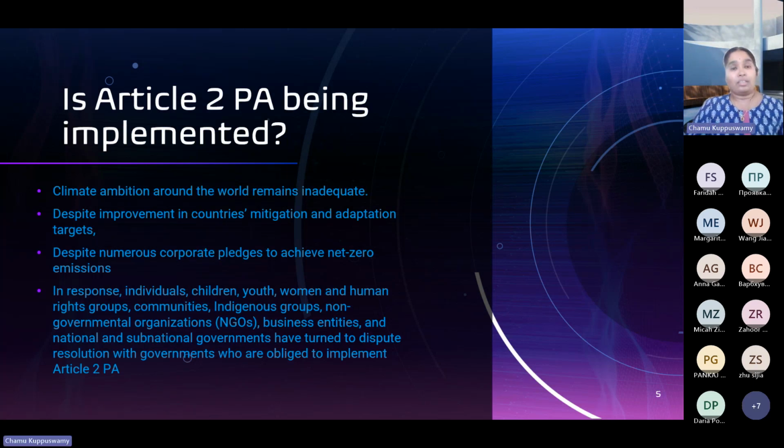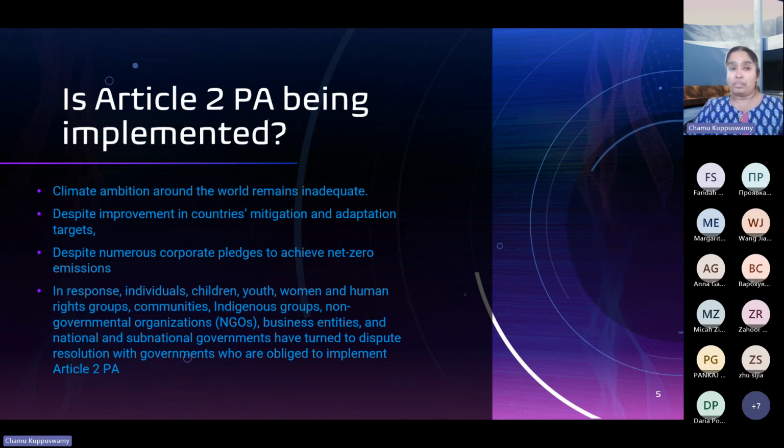So, Article 2 needs to be implemented. That's the overall aim of the Paris Agreement, right? Where do we stand? Well, climate ambition around the world remains inadequate. This is a reminder that the policies and laws that have flowed from the Paris Agreement of 2015 still take us to a global average temperature rise of 2.7 degrees Celsius. That's what we mean when we say that climate ambition around the world remains inadequate to fulfill Article 2 of the Paris Agreement.